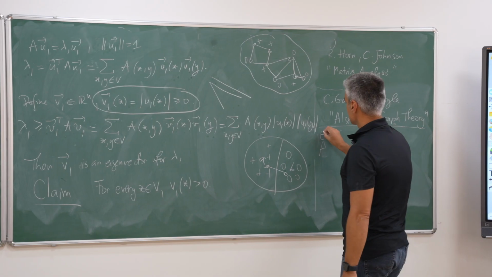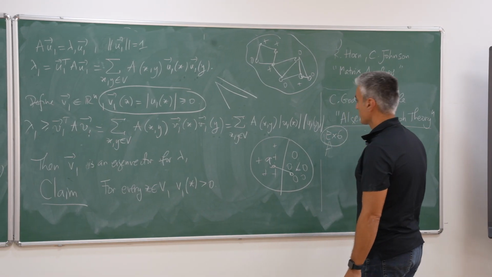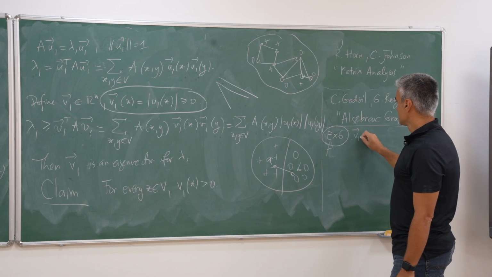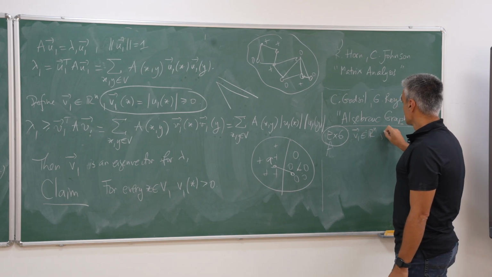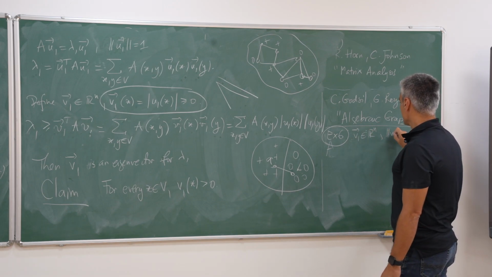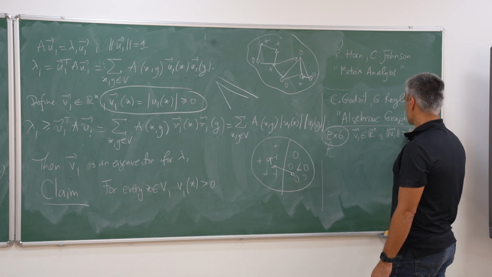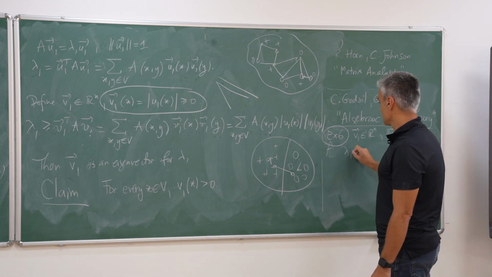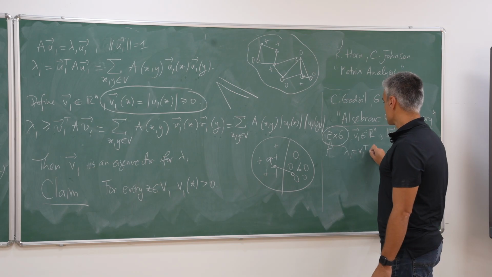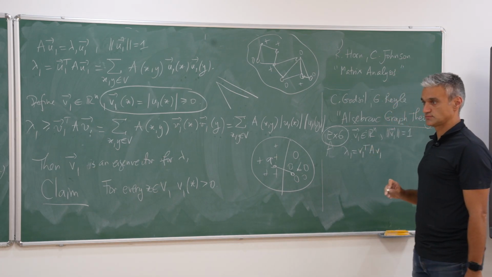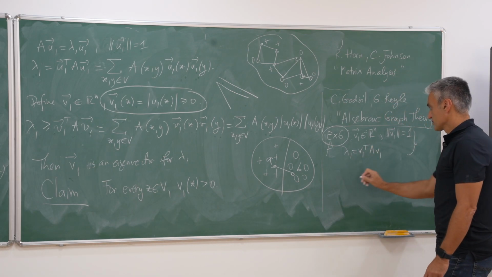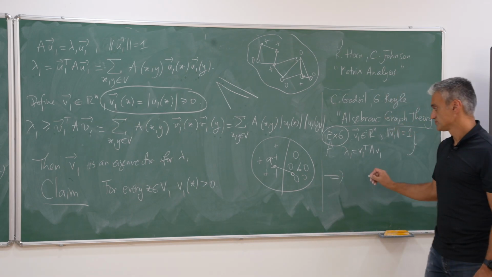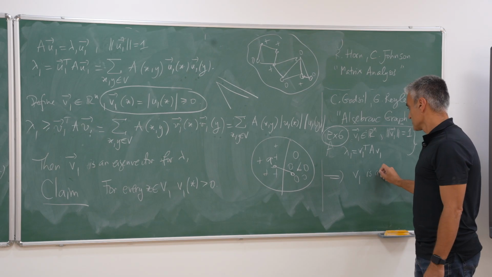So exercise 6. Exactly here you have V1 in R^n. The norm of V1 is 1. And you have that lambda 1 equals V1 transpose A V1. This implies V1 is an eigenvector.